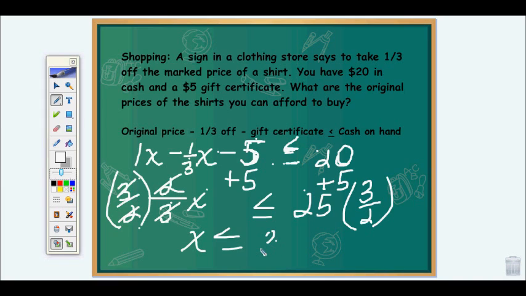And we're talking about price, so writing that as a decimal instead of a fraction would be acceptable. And so my answer is going to be $37.50. So I can look for shirts that cost as much as $37.50 to still have enough money when I go to checkout.